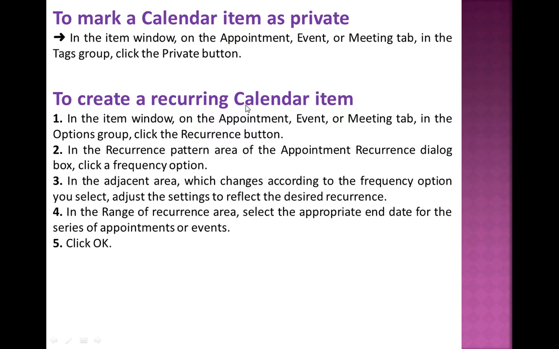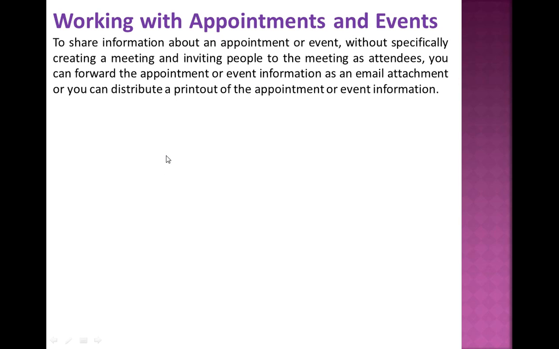Then how to create a recurring calendar item. In the item window on the appointment or meeting tab, in the options group, click the recurring appointment. Then in the recurrence pattern area of the appointment recurrence dialog box, click a frequency option. This is how we can create a recurring calendar item.